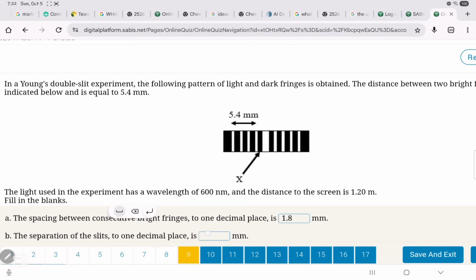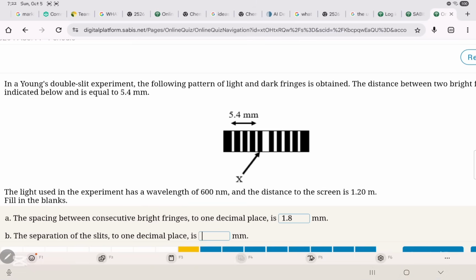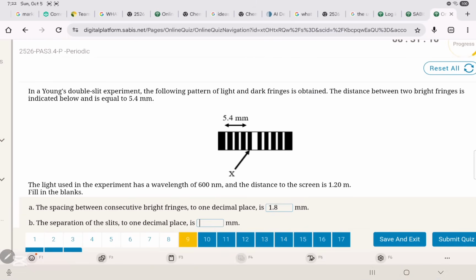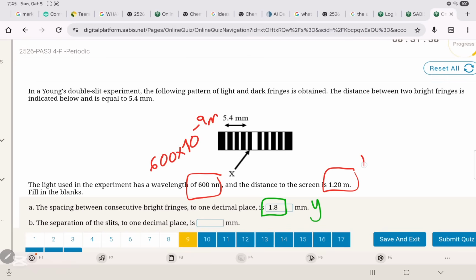Now they want us to find the separation of the slits to one decimal place. What do we have? We have that this over here is y. This is the spacing between consecutive bright fringes. This is y. We also have lambda, which is 600 times 10 to the power of minus 9 meters. And we also have capital D.